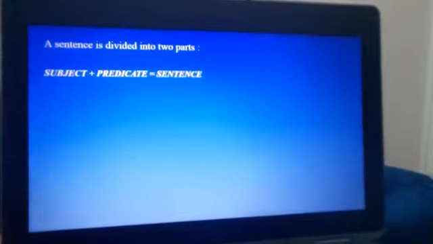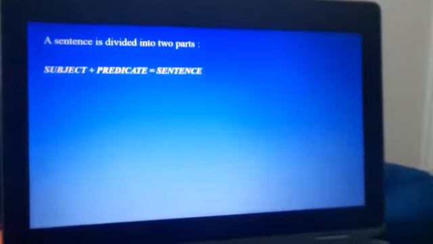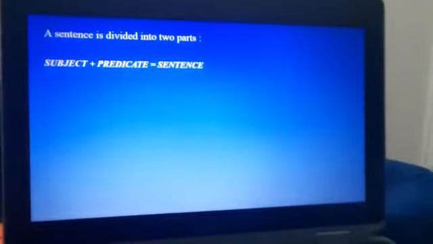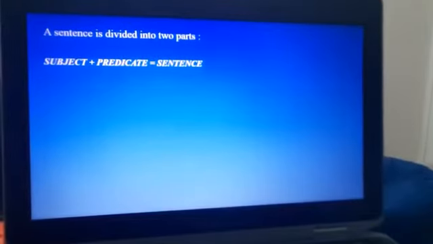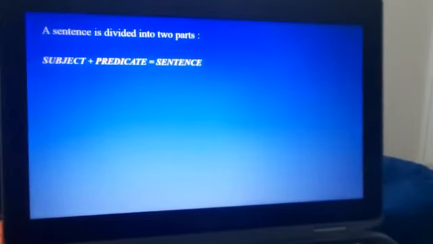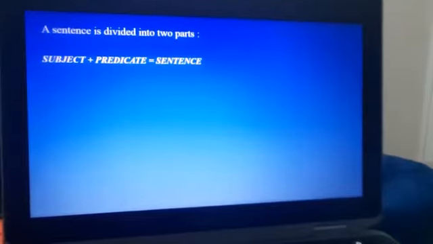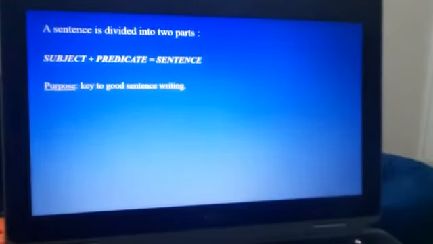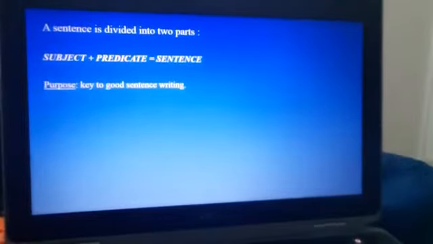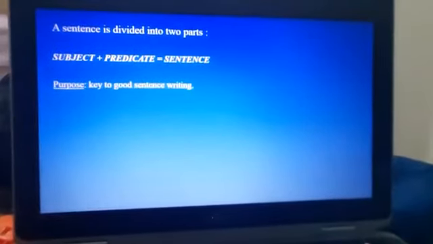So, I am sure you must have studied about subject and predicate in your previous classes as well. So, children, I want to ask you, whenever we learn something, we should always try to understand what is the purpose in learning a specific thing. Why are we learning this? What is the point of learning this? So, the purpose of understanding the parts of a sentence, that is subject and predicate, is that it is the key to good sentence writing.